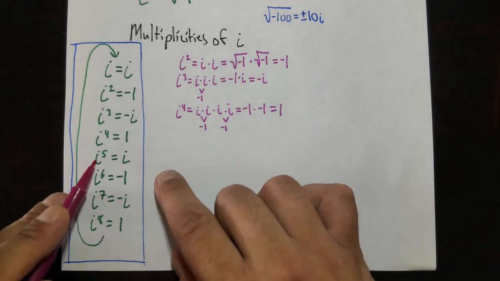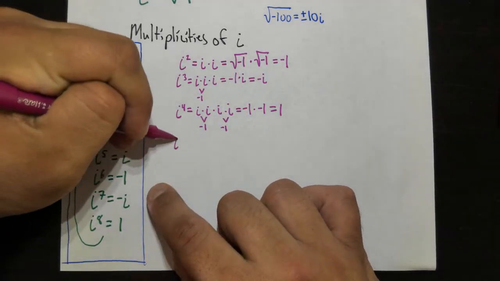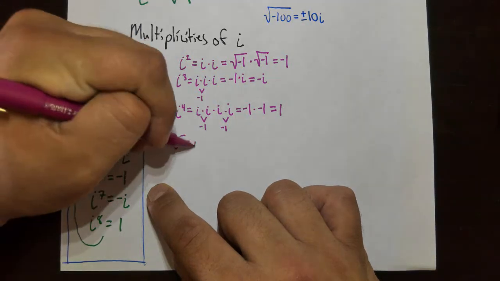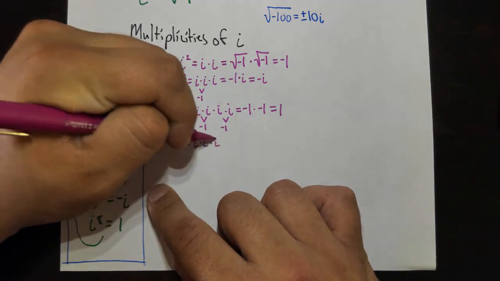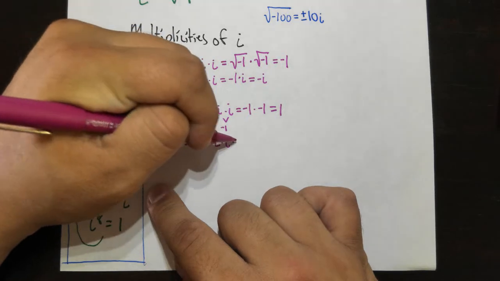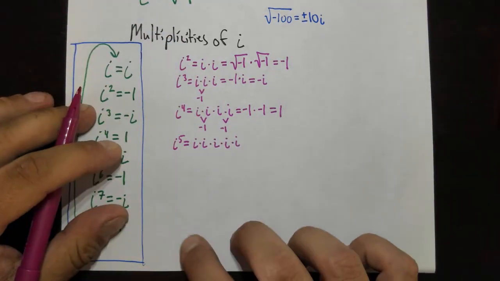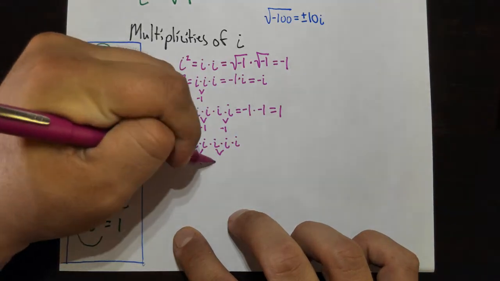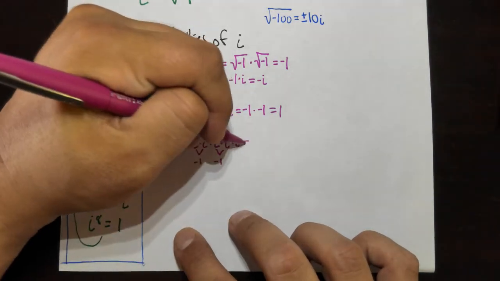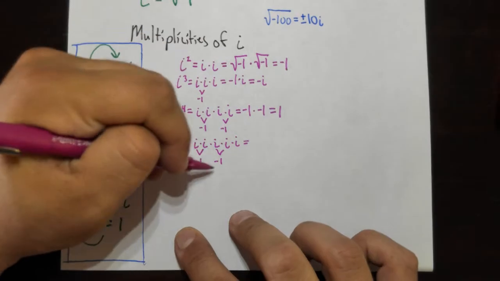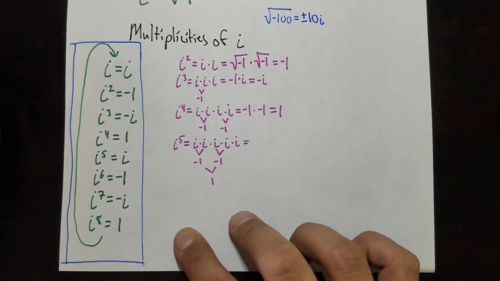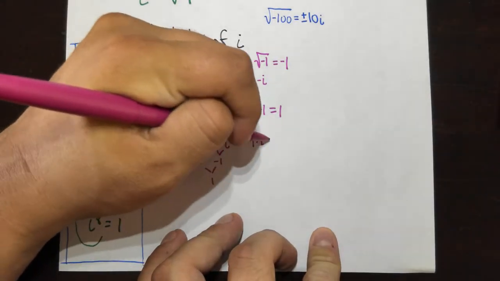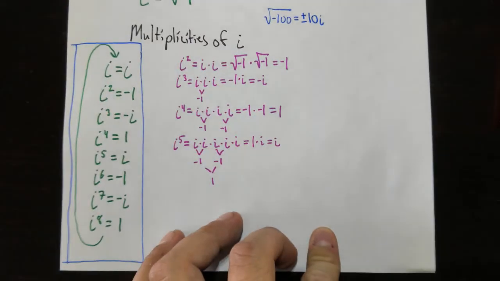But let's see why i to the 5th is i. So i to the 5th, i times i times i. I know that these two equal -1 times i, and I know that these two equal +1, so 1 times i is just i, and it loops back around.